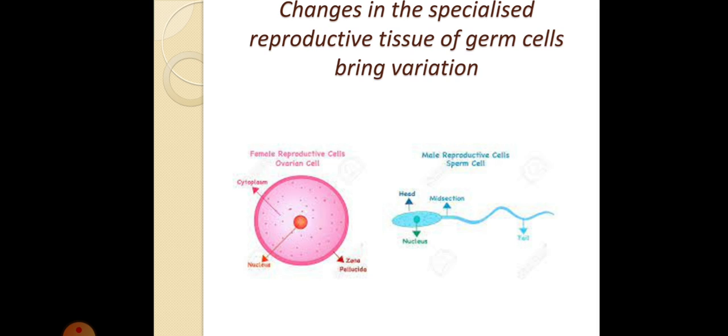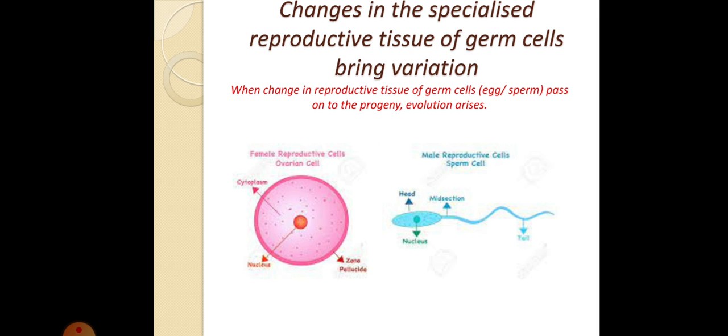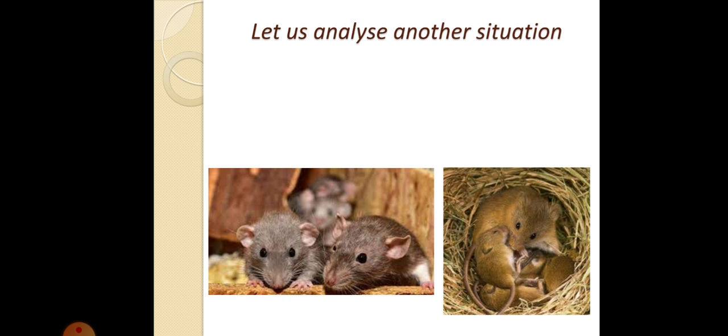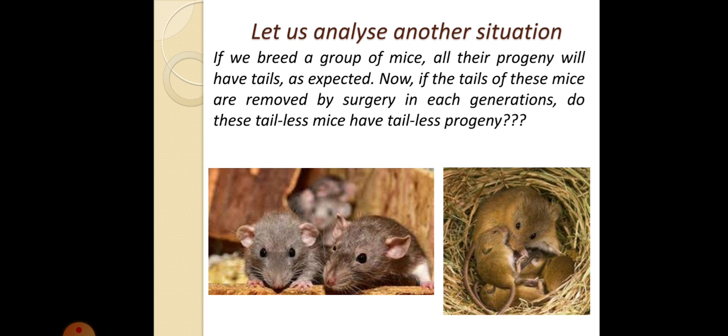So changes in the specialized reproductive tissue of germ cells bring variation. Whenever there is a change in the germ cells of the reproductive tissue, it brings variation. If there is any change in the egg or sperm and it is passed on to the progeny, then only evolution arises. Now let us analyze another situation. So these are cute little mice, you can see. Now, if we breed a group of mice, all their progeny will have tails as expected.